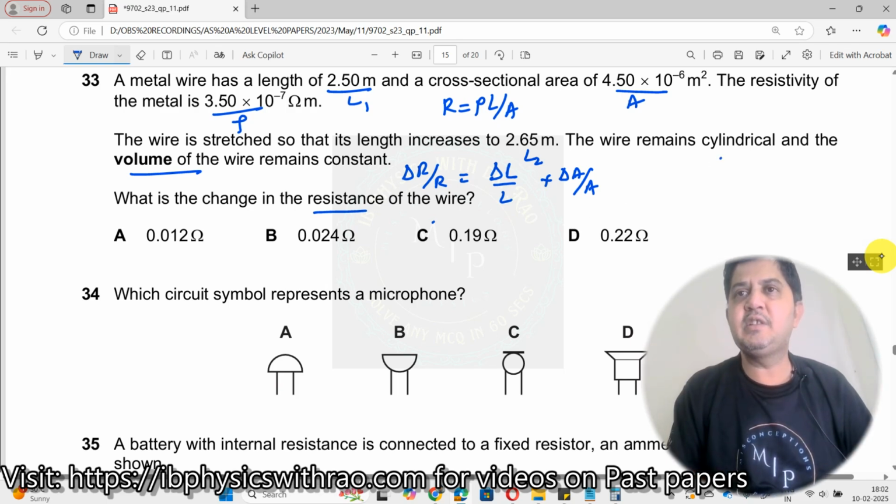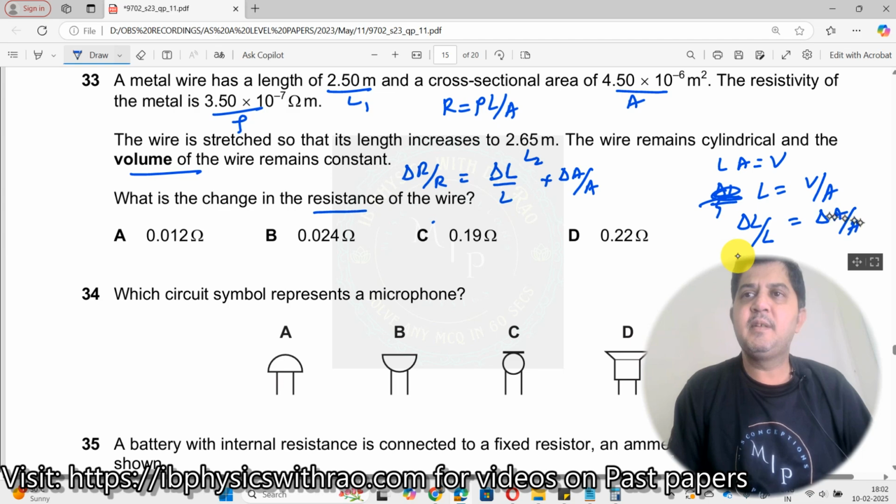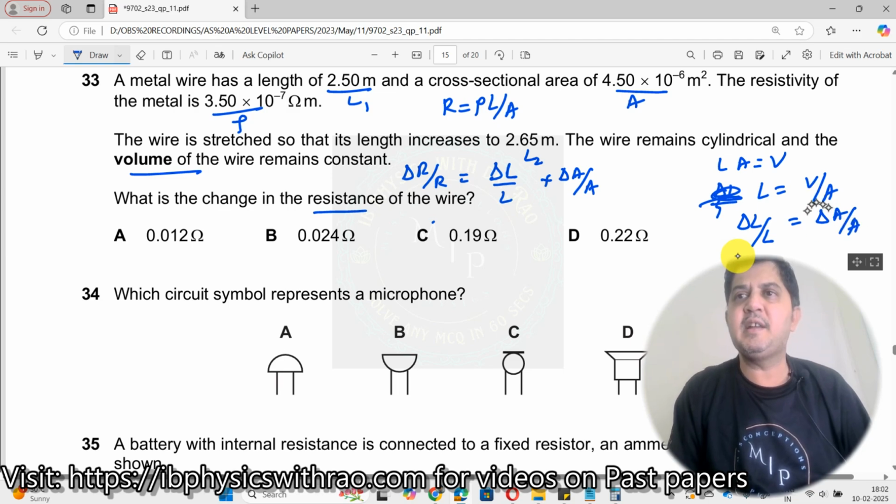Now we know that L into A is equal to V. So delta L by L, L into A equal to V, or L is equal to V by A. So delta L by L is equal to delta A by A, because delta V by V becomes 0, so I can write like this.